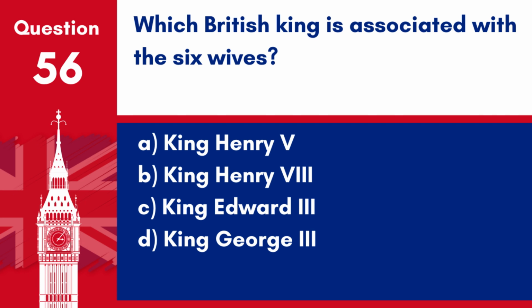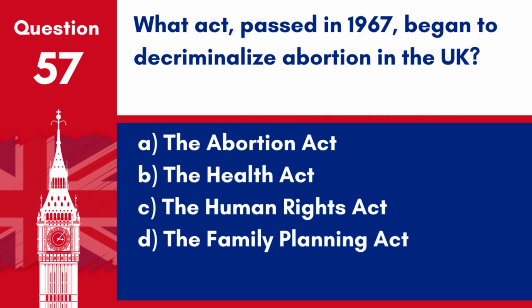Answer: B. King Henry VIII. King Henry VIII is famous for having 6 wives in his quest for a male heir and for initiating the English Reformation. Question 57. What act, passed in 1967, began to decriminalise abortion in the UK? A. The Abortion Act. B. The Health Act. C. The Human Rights Act. D. The Family Planning Act.